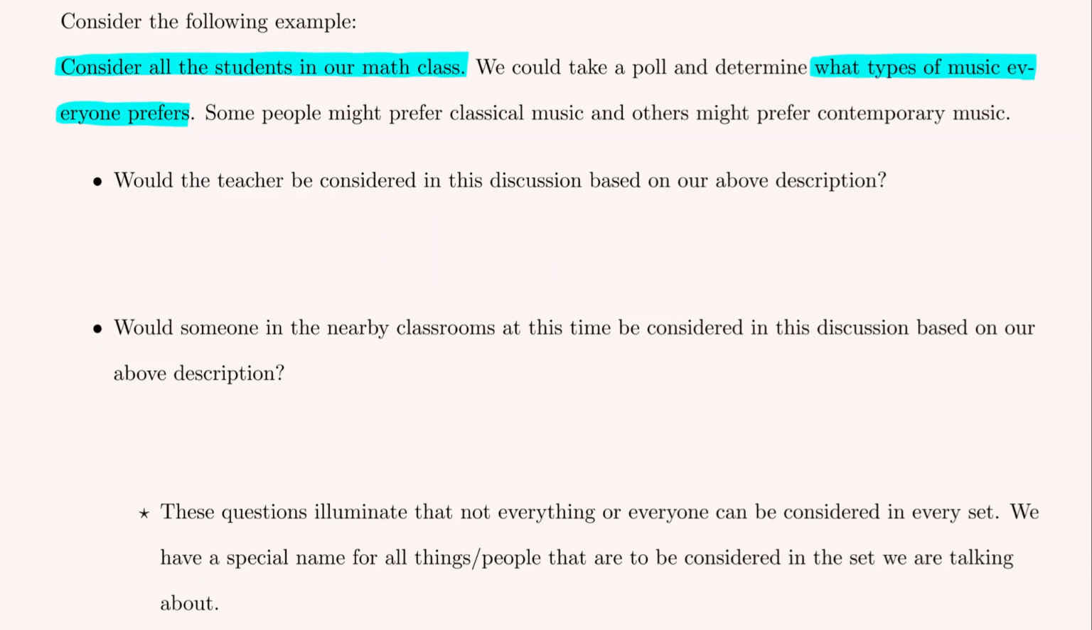At the very introduction of this problem, we said consider all the students in our math class. We didn't say consider every person in our math class, but we specifically said consider all the students. So from that beginning point, it made it clear that we were only polling the students. So because of that, we would say the teacher is not considered in this discussion.